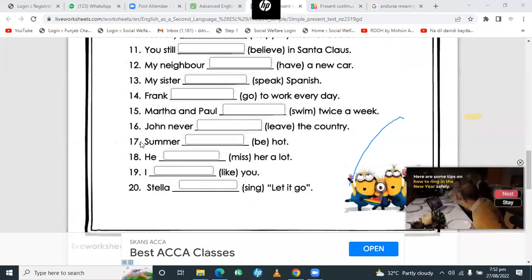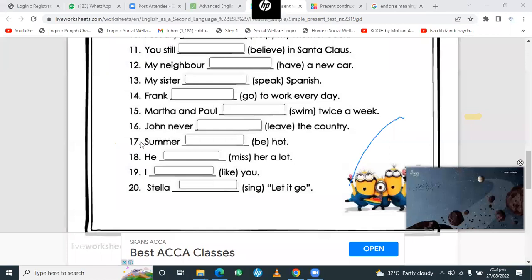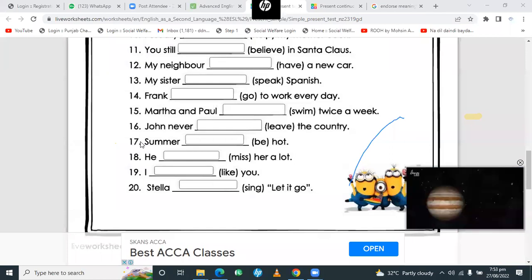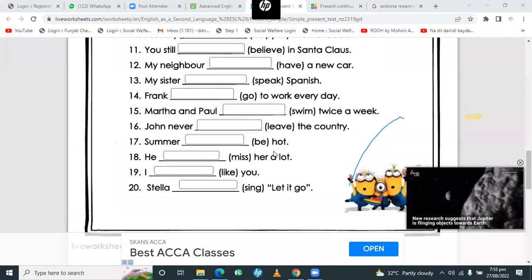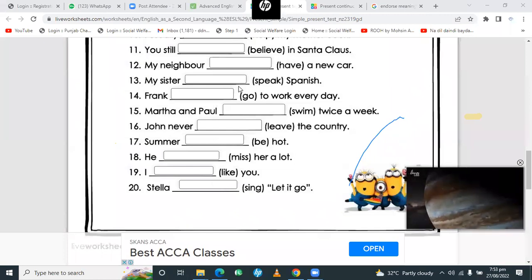Okay. Next one, Summer dash be hoped. What you'll write here? Yeah, this is about the present continuous. This is not present simple. Okay, leave it. My sister dash speak Spanish. Convert into interrogative. Okay, leave this one. We'll do it in continuous. My sister dash speak Spanish. Convert into interrogative.